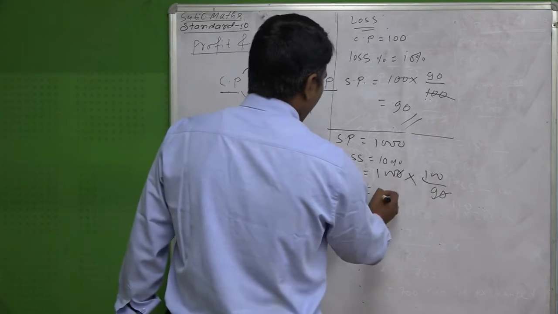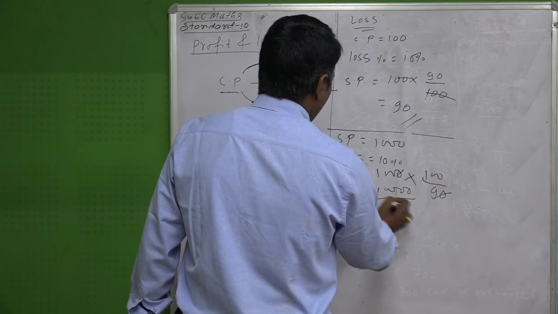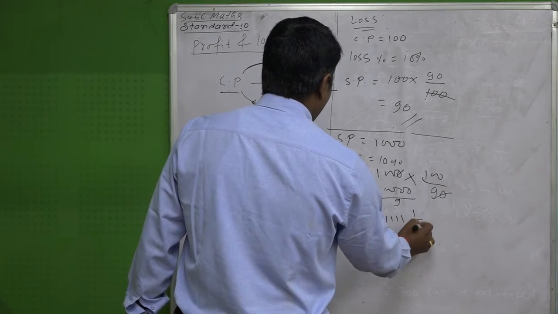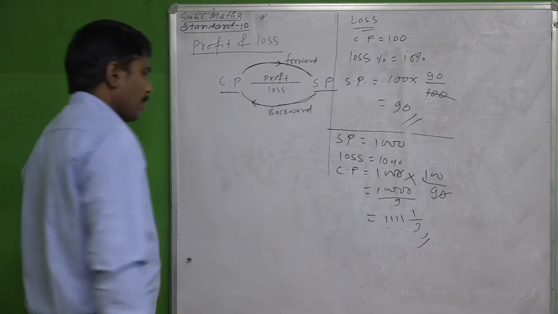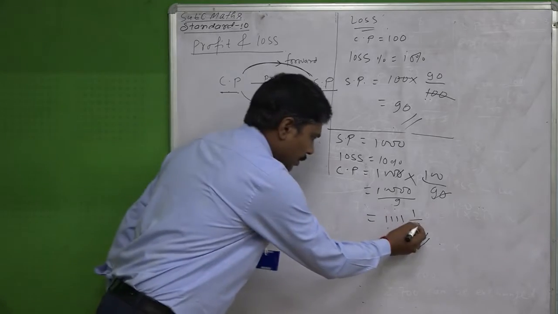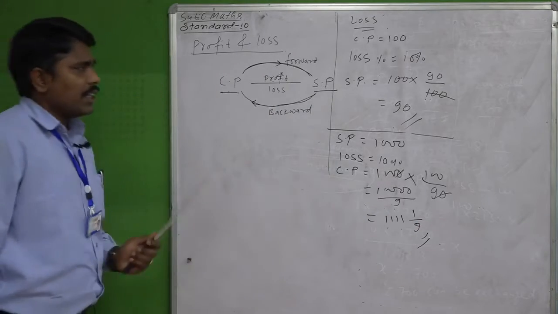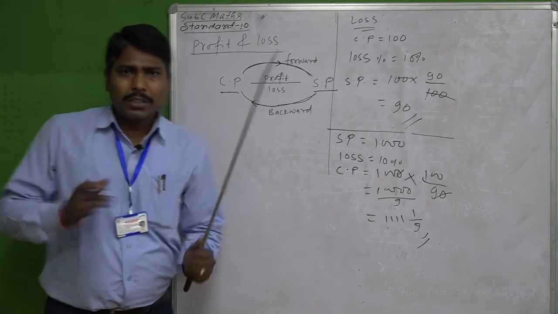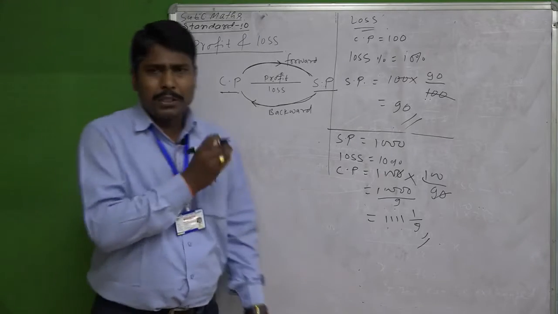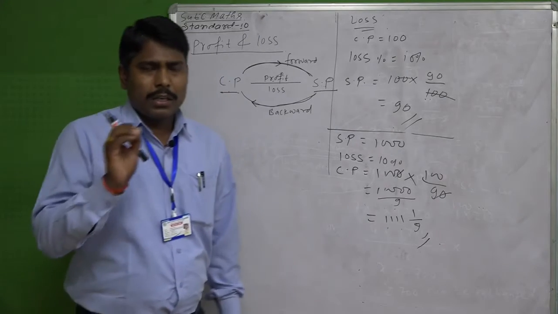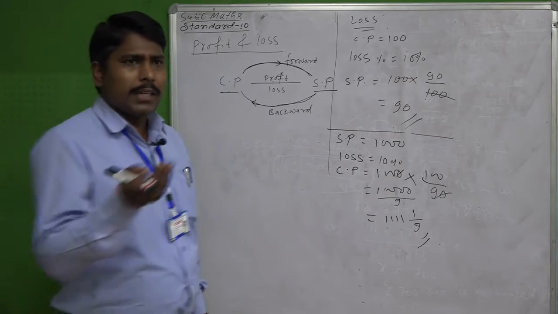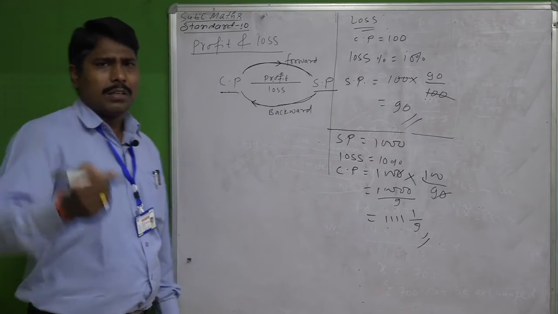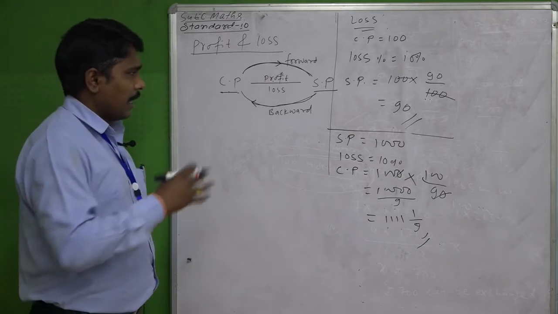Now if you multiply 100 by this and divide by 9, then you will get 1 by 9. In this way you can very easily solve the question. I am giving you this technique so that you can easily find the answers to questions.